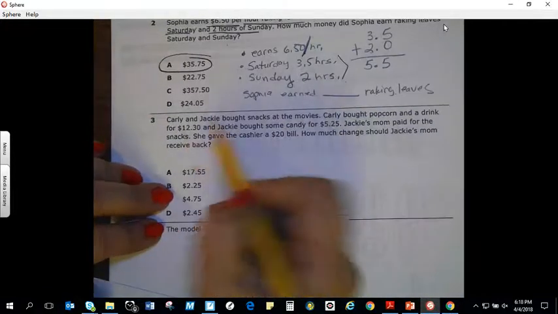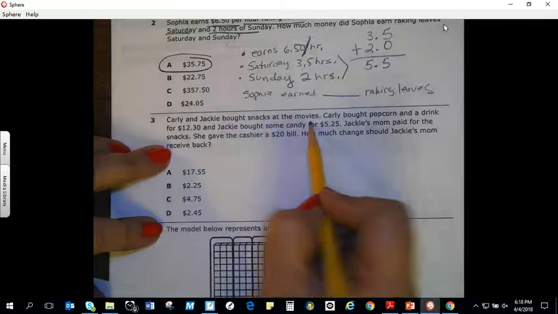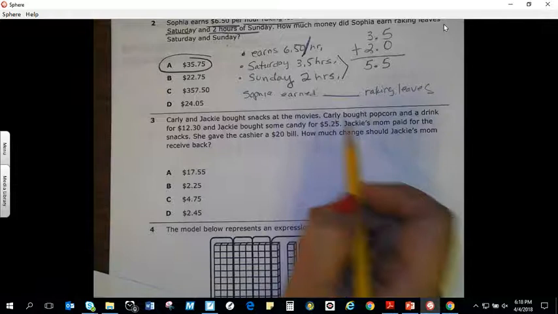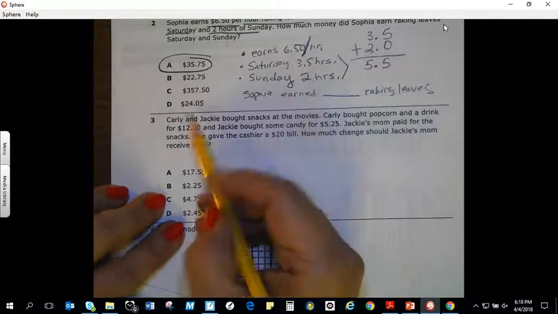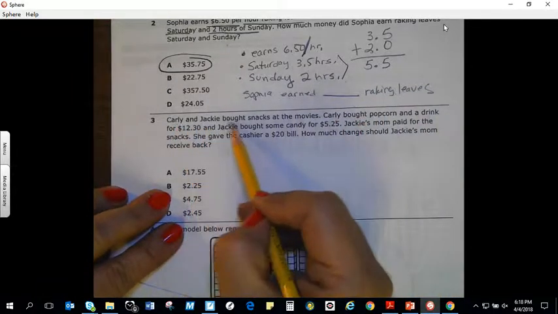Number 3, Carly and Jackie bought snacks at the movies. Now, y'all go to the movies, so most of you do. And so what is it that you end up buying snacks? I know I do with my girls. And so it's Carly and Jackie bought snacks at the movies.